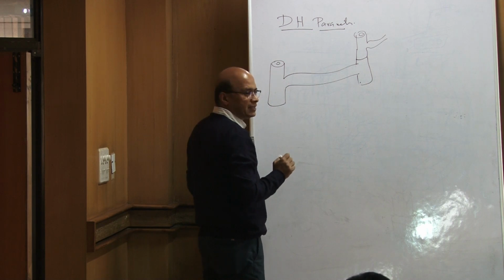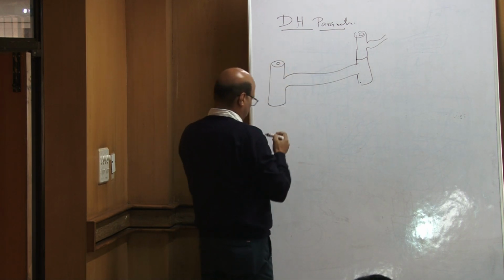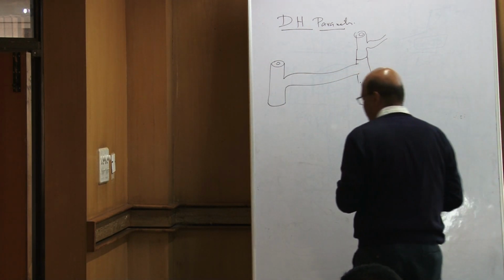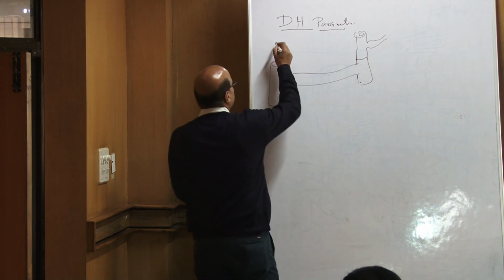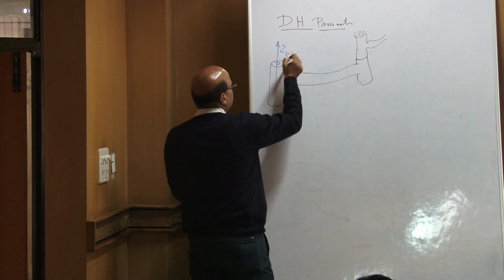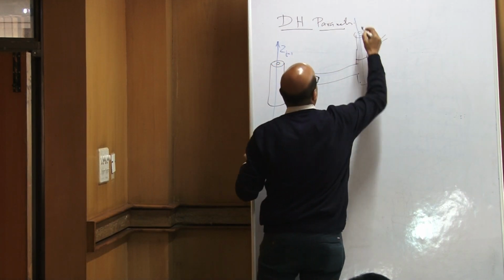Now we assign our z-axis as per the rule, exactly the same rule. Z-axis is the axis of rotation or translation. This is only a rotating system. So this is rotation. My axis of rotation, let's call it zi minus 1. And this is the next axis of rotation, zi.